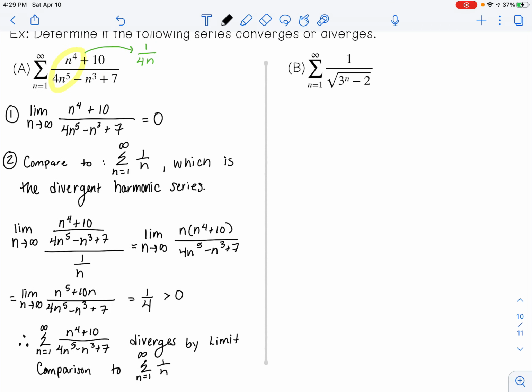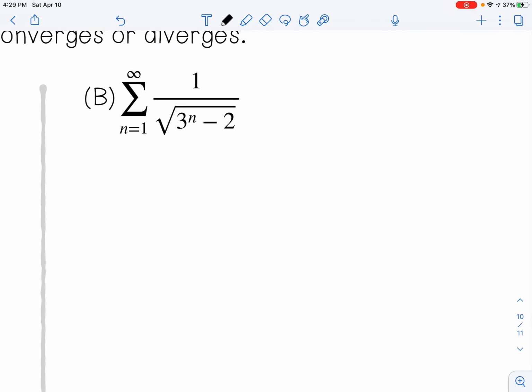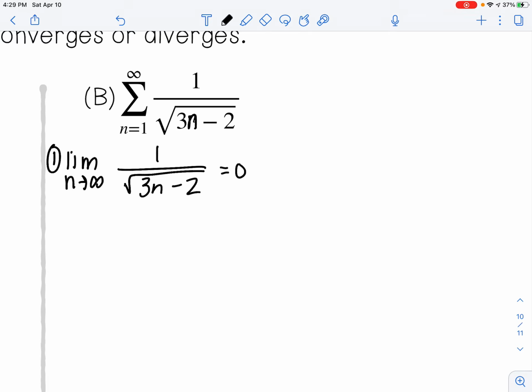Okay, so we have the sum from 1 to infinity of 1 over the square root of 3n minus 2. So first let's quickly try our nth term test. I have no variables in the top. I'm sorry, I typed this in wrong. This should be a regular n, and it looks like an exponent, but it is a regular n. Okay, so that limit is going to be 0, because all the variables are in the bottom.